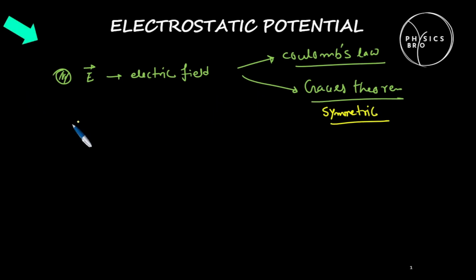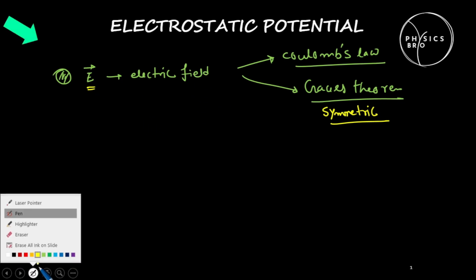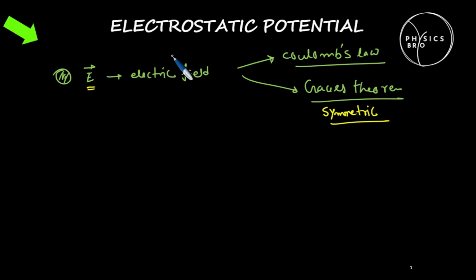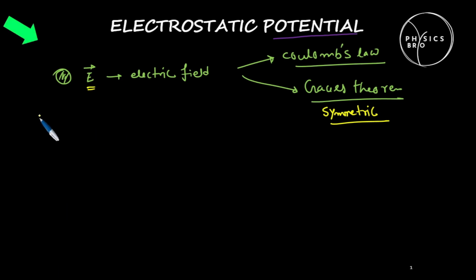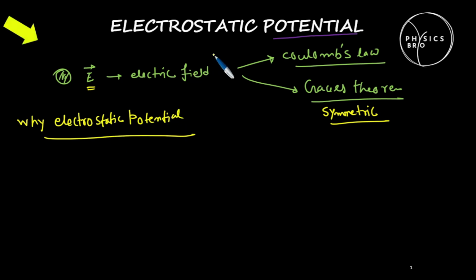So this is the electric field, and this electric field is the sole part of the theory, but we need something that's called electrostatic potential. But why? You must know why we need it. Why electrostatic potential? That's a very important idea. First of all, this potential and the potential energy are different. Electrostatic potential does not mean potential energy. Be careful about that.